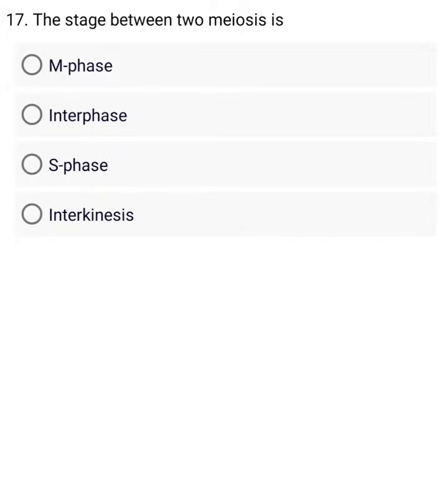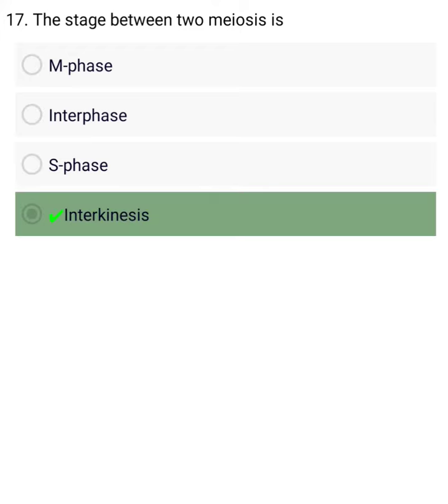The stage between two meiosis is A. M phase. B. Interphase. C. S phase. D. Interkinesis. Right.